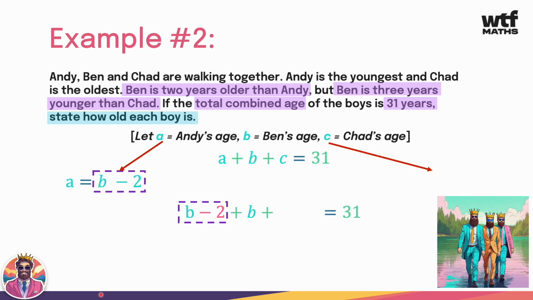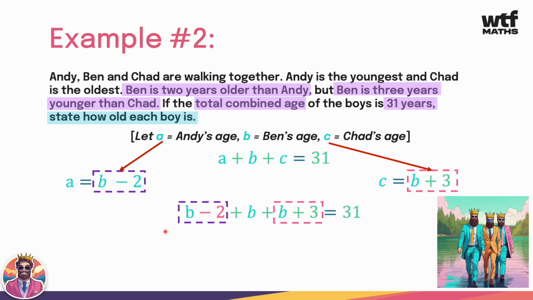Now for Chad, we know that Ben is 3 years younger than Chad. So Chad is going to be Ben's age plus 3 because Chad is 3 years older. Again, I'm going to take this B plus 3, and instead of writing C, I'm going to put that B plus 3 right here. Now what we've done is quite clever. We've taken 3 variables, A, B, and C, and we've rewritten them in a way so everything is now the same variable. If you look at the bottom here, everything is B. And because everything is B, we can work out what this answer is going to be.